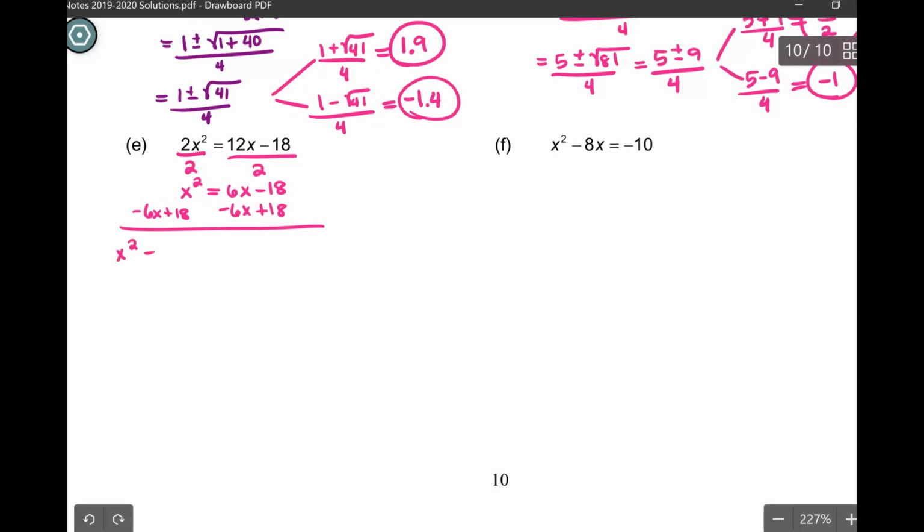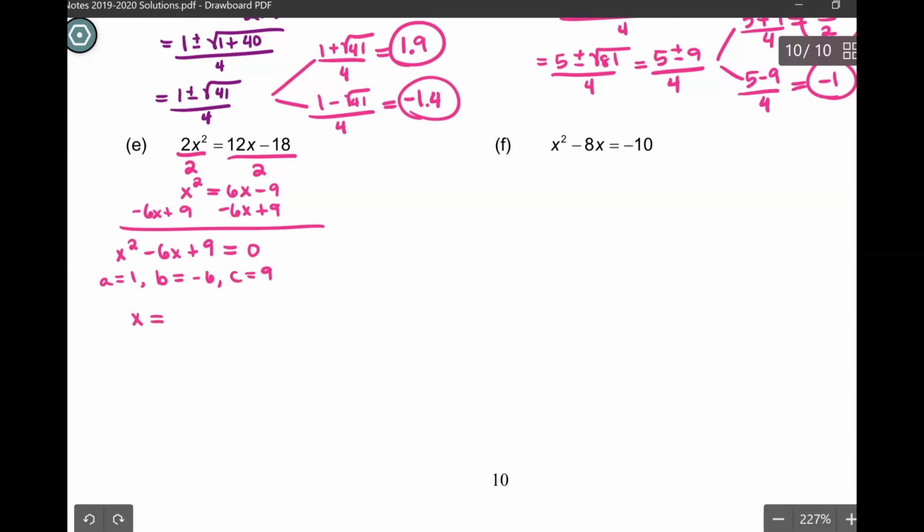So I have x squared minus 6x plus, oh, and I almost missed it. This should be a 9 because I forgot I have to divide everything by 2. So this should be a minus 9. So that makes it a plus 9. Okay, so A is 1, B is negative 6, and C is 9.